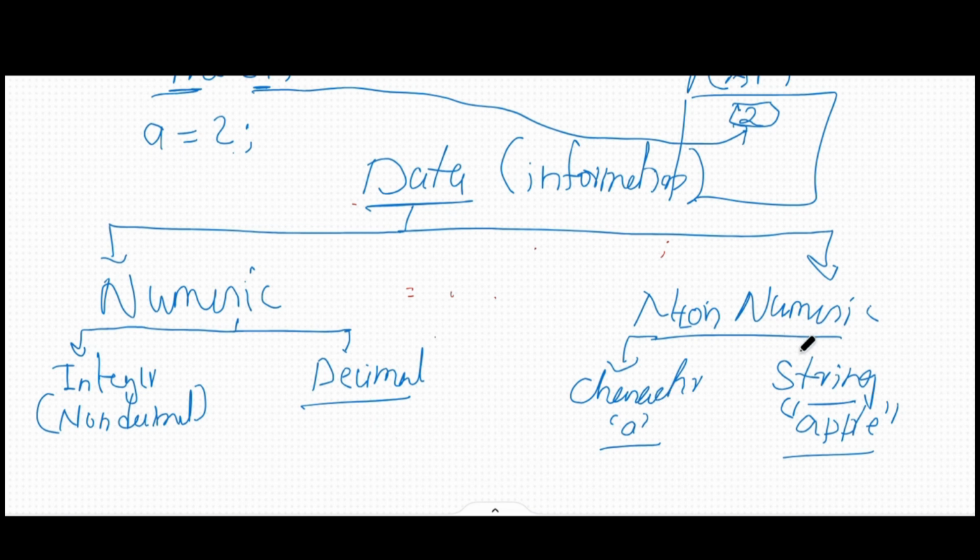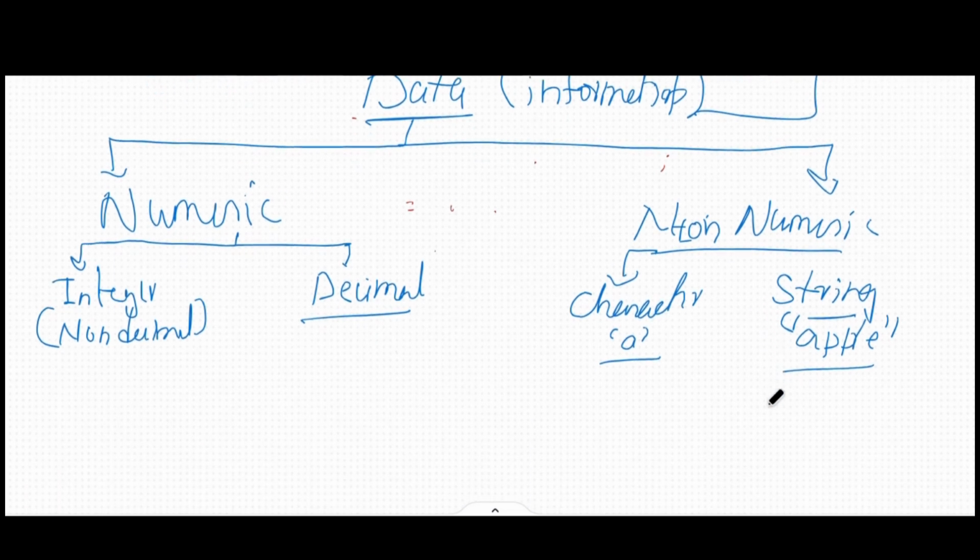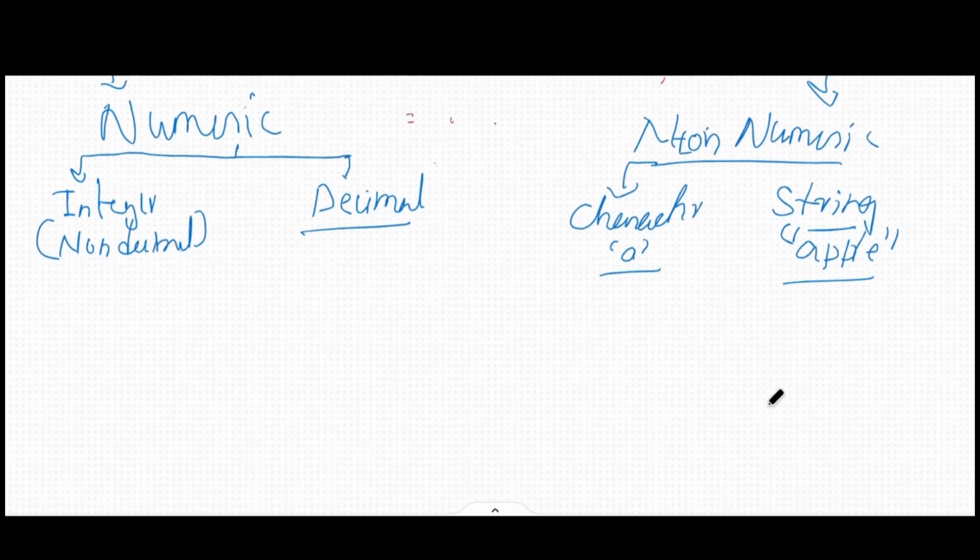A non-numeric data type, or a string data type, is a universal kind of thing. It can store anything: a number, an alphabet, a symbol, whatever. You heard it right, it can store a number, but it's not going to do calculation on the number. I'll show you with an example later on.